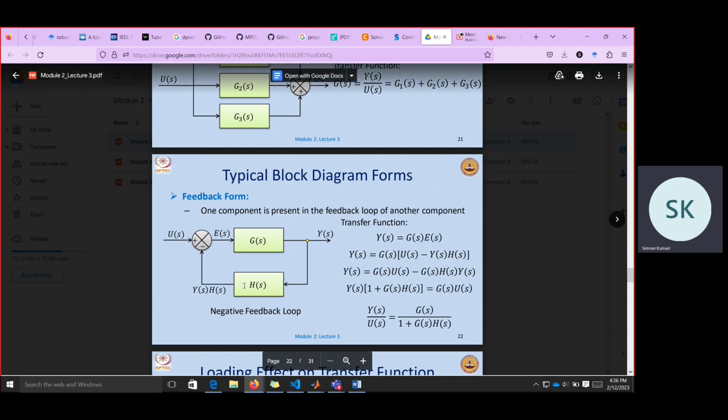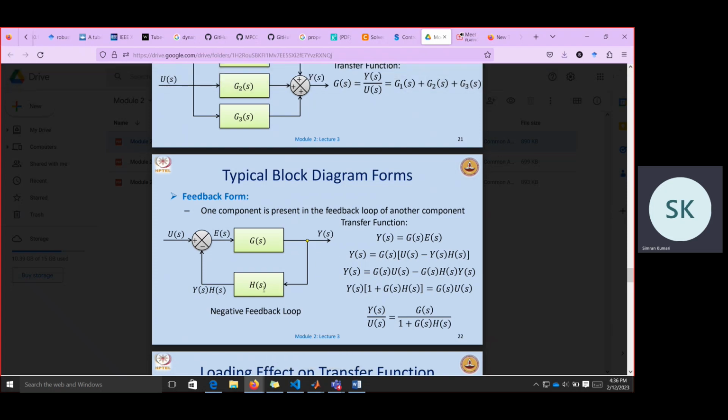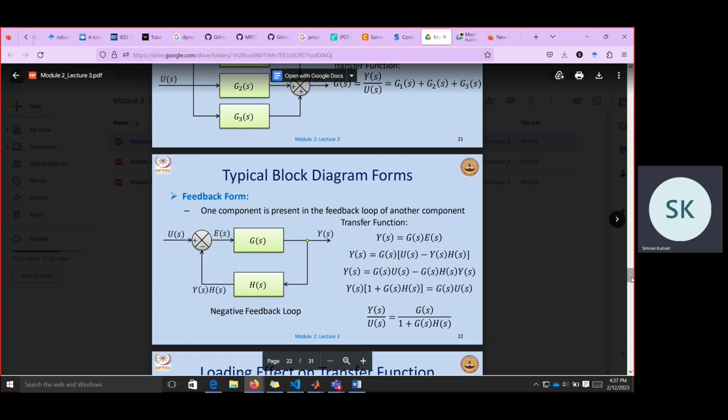And for that feedback, unity feedback is generally taken, and this controller will help in this. We can have a PID controller or a lead-lag compensator, or we can have a state feedback controller. All of those are used in feedback only, so that we can control the performance of the plant.